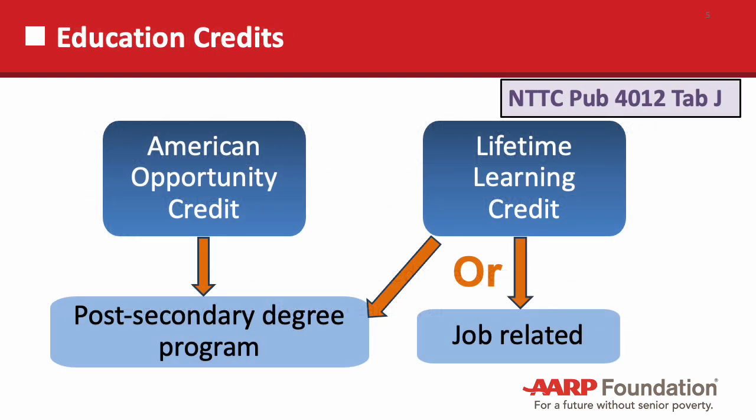For the American Opportunity Credit, the student must be in a post-secondary degree program. Think of a typical college student. Now, if the student doesn't qualify for the American Opportunity Credit, which has stricter rules, they may qualify for Lifetime Learning Credit. That student could be enrolled in a degree program, or the course could be for job-related reasons. It's a good time to open your NTTC Publication 4012 to Tab J. There's a terrific chart towards the beginning of the tab that lists all the education benefits and the requirements for qualification.